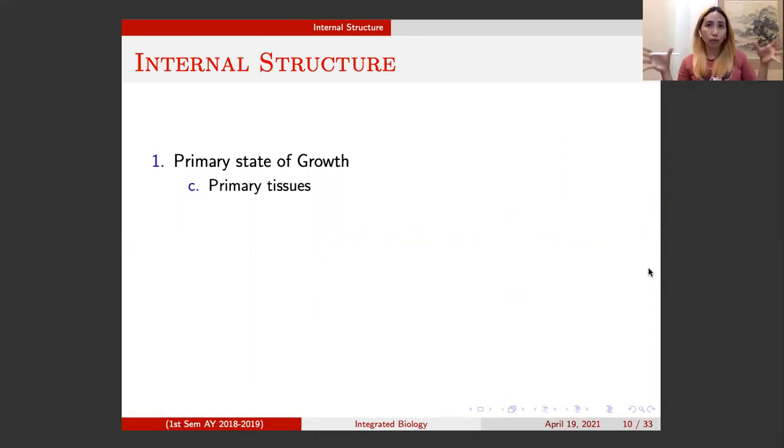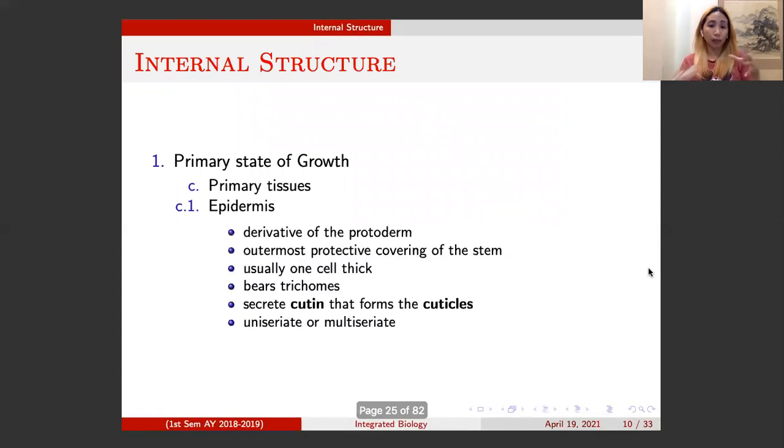Okay, so we have protoderm, ground meristem, and procambium, and that will also be our discussion in the primary tissue. So we will start with the epidermis, that is from the outside. You're already given here some of the attributes of the epidermis. The epidermis is the derivative of the protoderm. It is the outermost protective layer of the stem. That is the main function of the epidermis, and it is usually one cell thick.